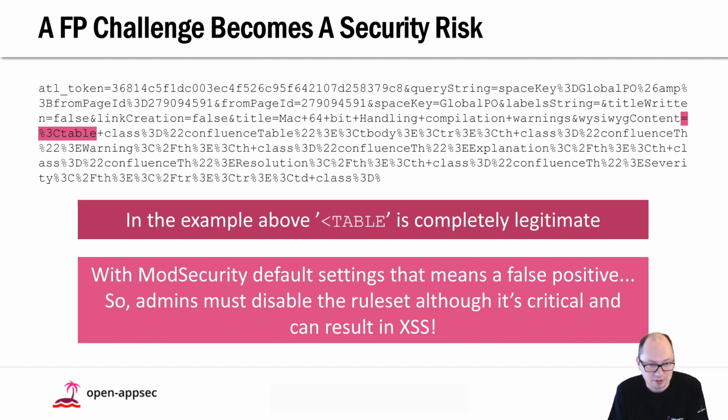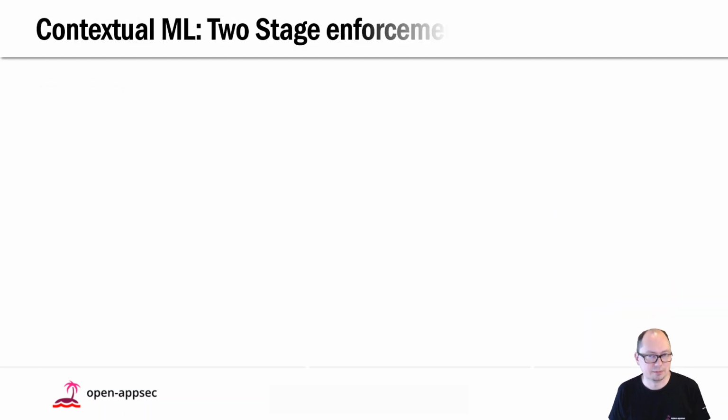Based on the default settings in something like ModSecurity with the core rule set, if you see this as a false positive, you need to disable the rule set or remove this less than table string from the signature definition, which again opens the door for successful cross-site scripting attacks because it can be used for cross-site scripting. So just saying I don't want to look at this anymore and creating an exception is insufficient.